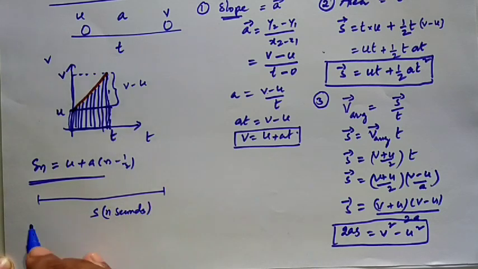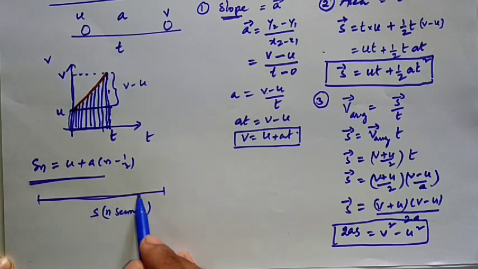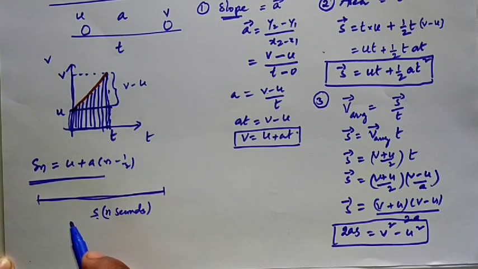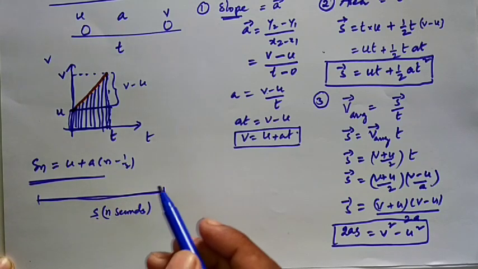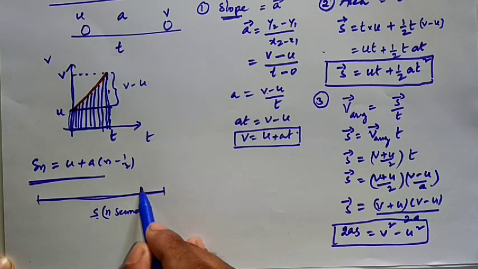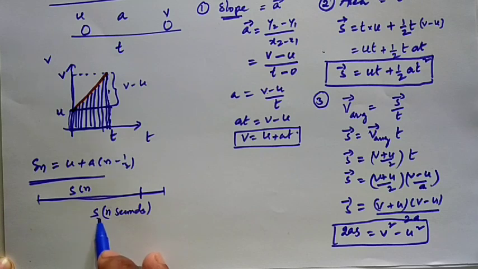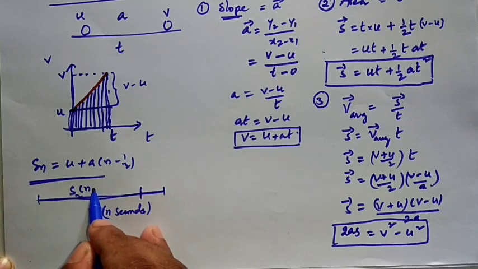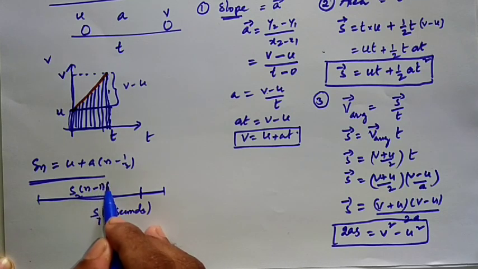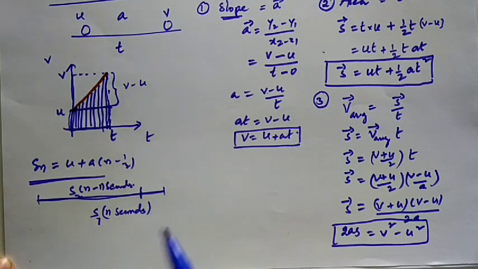Now in n seconds the body travels this much distance. Then in n minus 1 seconds, this is the distance traveled by the body. Let us take this as S1 and this as S2. This is in n minus 1 seconds. Understood or not?